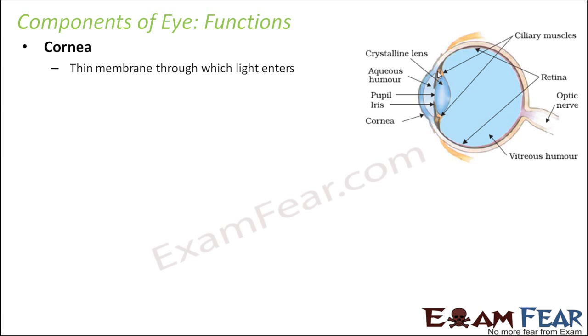The portion of the eye which is visible from outside, the white portion, that is nothing but the cornea. It is the anterior portion of the sclera that forms the cornea, that is the outermost layer. So this outermost layer is the sclera. If you see the front portion of the sclera, this forms the cornea, and this is the portion which is visible from outside. So this is the cornea.